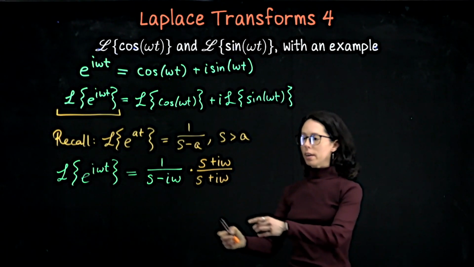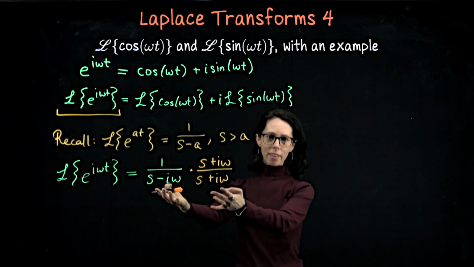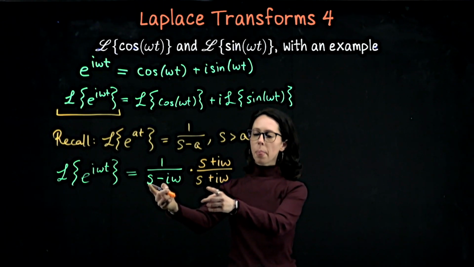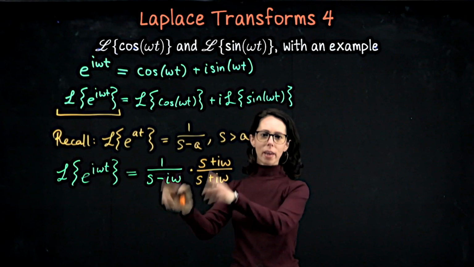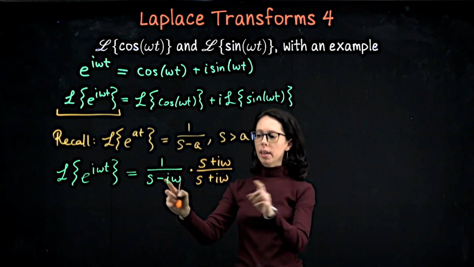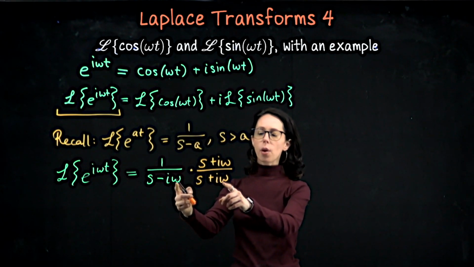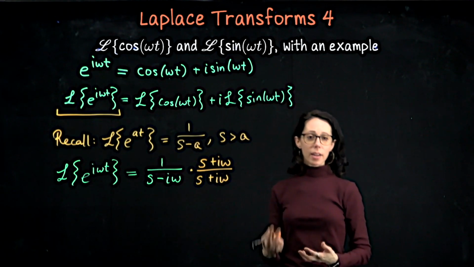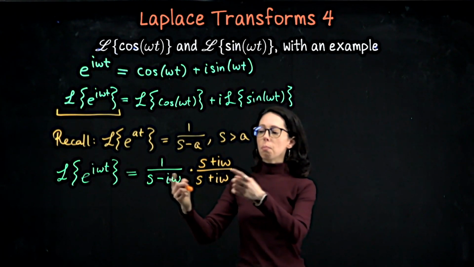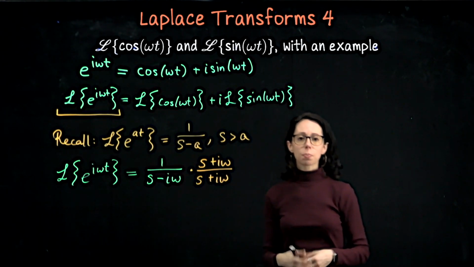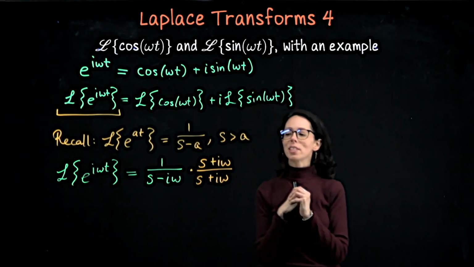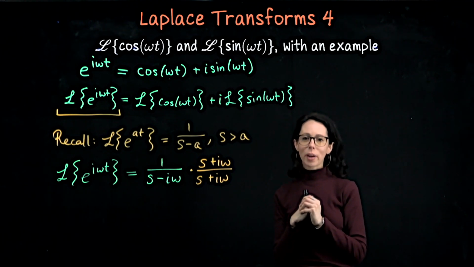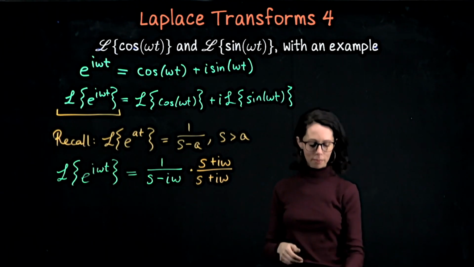All right, when we do that, the numerator is just going to be s plus i omega. For the denominator, we multiply these two expressions together. We'll have s squared plus i s omega minus i s omega, so those middle terms cancel out, and then minus i squared omega squared. But i squared is negative 1, so minus i squared omega squared is really just plus omega squared. So the product of these two expressions in the denominator is going to be s squared plus omega squared.